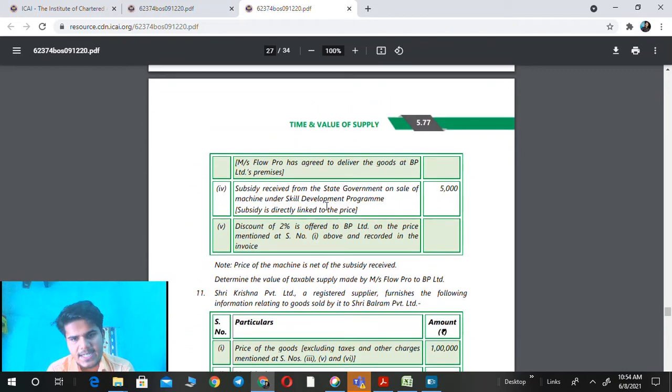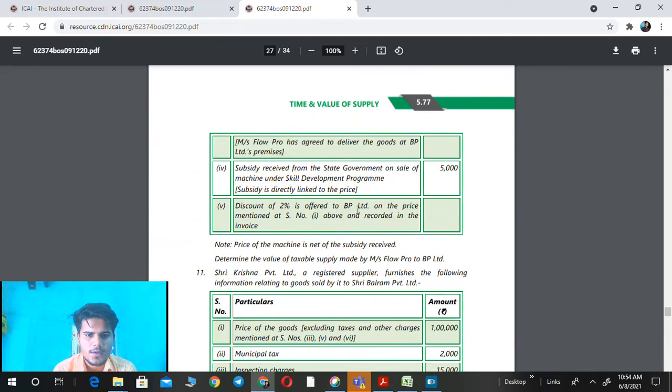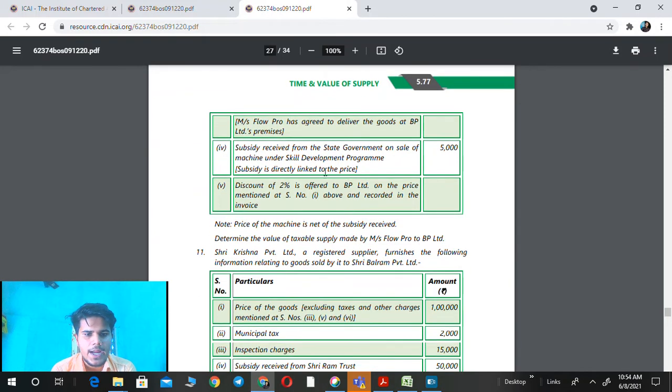Subsidy received from the State Government on sale of machine under the skill development program, and a discount of 2% is offered to BP Limited on the price mentioned above and recorded in the invoice. Price of the machine is net of subsidy received. Determine the value of taxable supply made by Messrs Flow Pro.